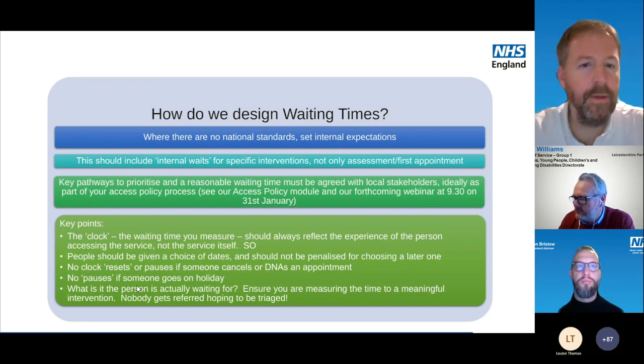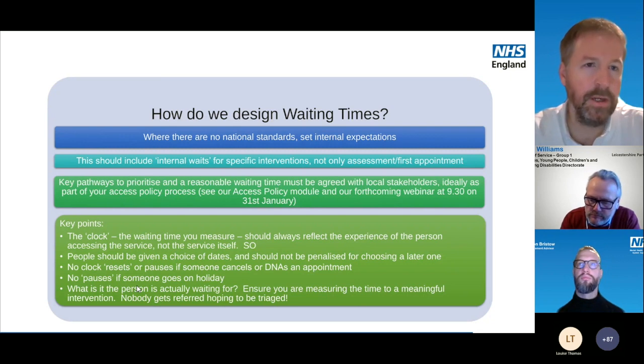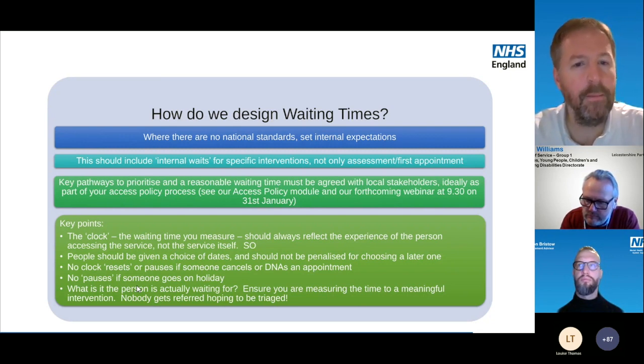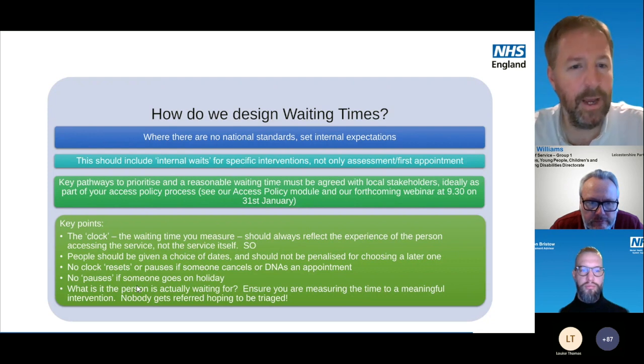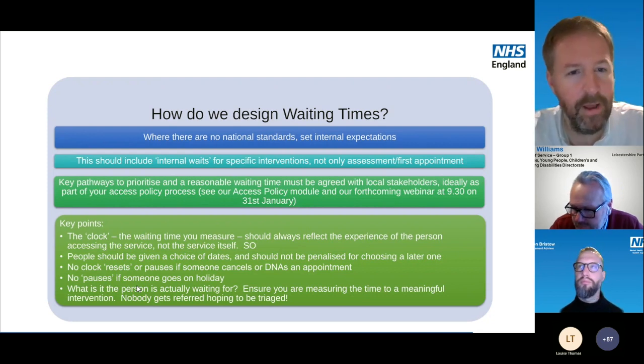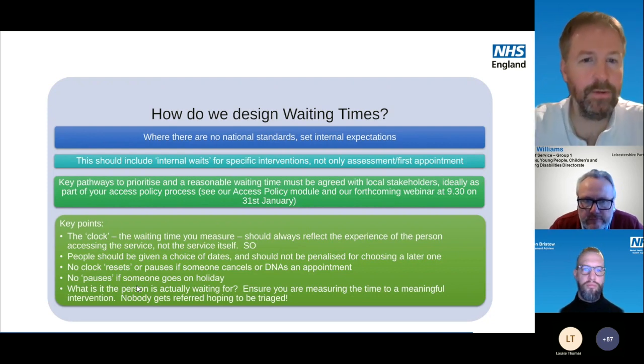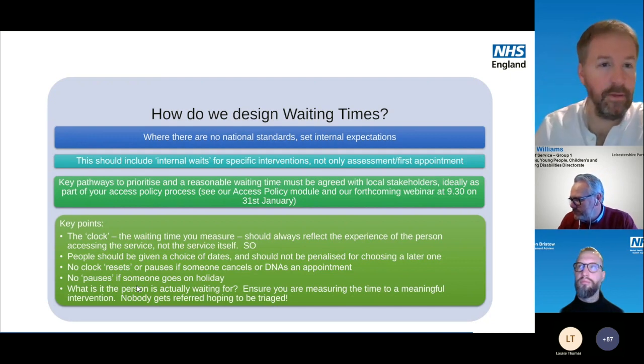So this needs to be agreed not just for you as an organisation in terms of what's deliverable based on your current capacity and performance, but also agreed with local stakeholders, ideally as part of your access policy process, where you should be engaging with people anyway. And my colleague Sarah will be leading our access policy module and webinar, 9:30, 31st of January.